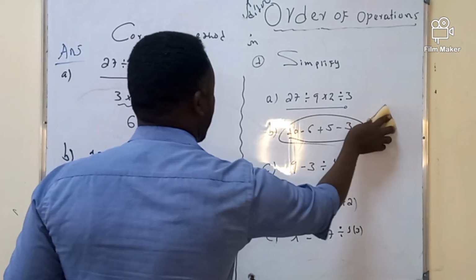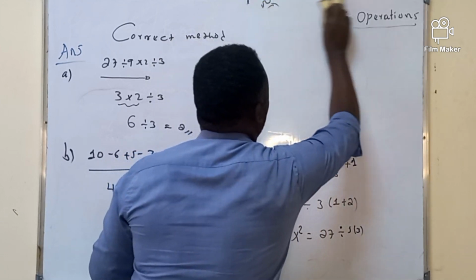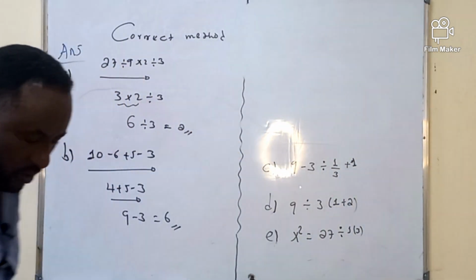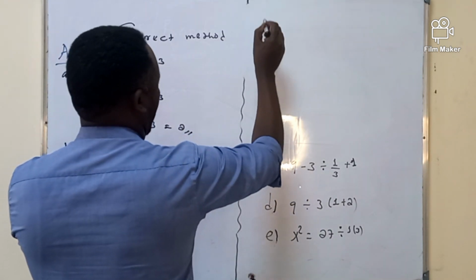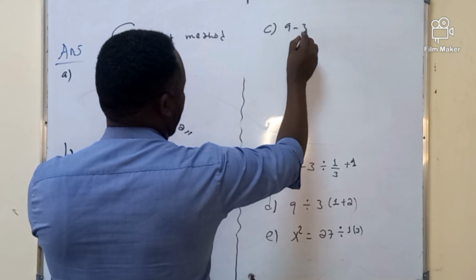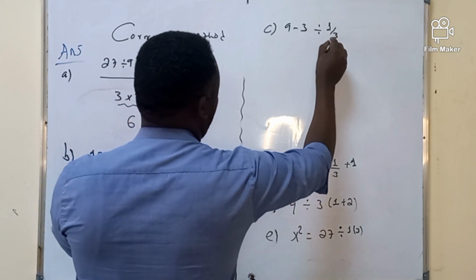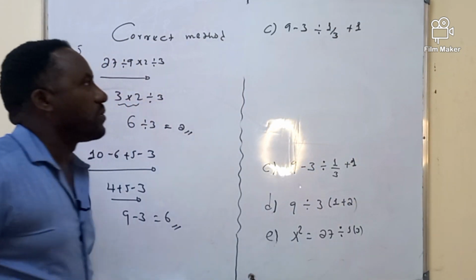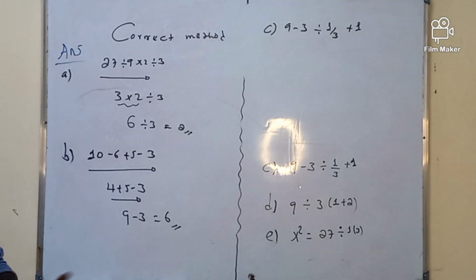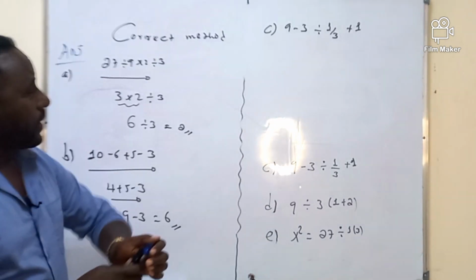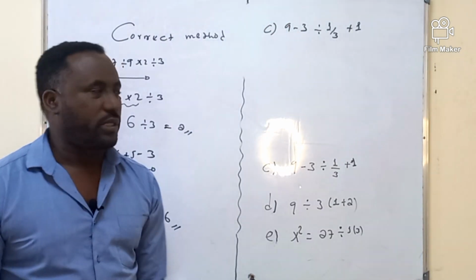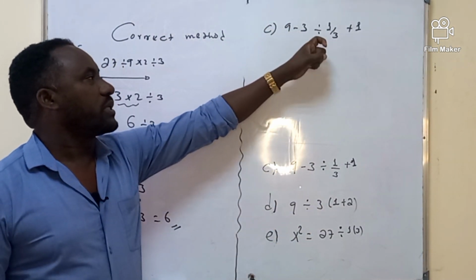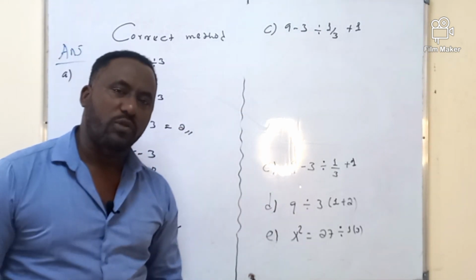Let's see the other way to solve this problem. When you are solving C, let's try C. What is C? That is 9 minus 3 divided by 1 over 3 plus 1. I think in order to solve this problem, there are some cases that will confuse you. To solve these cases, there are three different operations: subtraction, division, and addition. So how are we going to solve this problem?